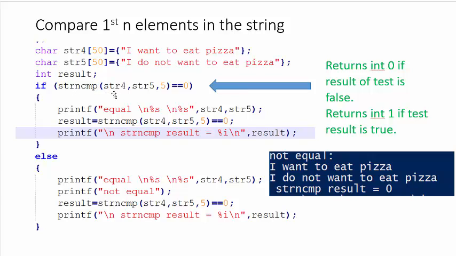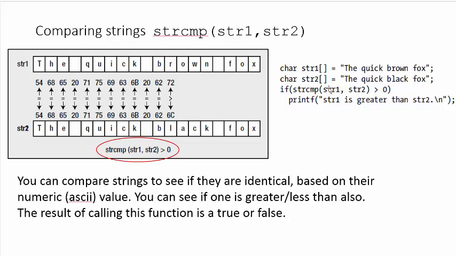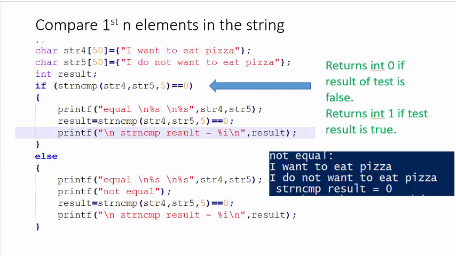I'm basically saying compare string 4 and string 5 and compare the first 5 letters of it. So I have 3 arguments this time in the expression, as opposed to the last slide, where the 2 arguments the function was using were string 1 and string 2. But you can also choose to compare the first 5 elements in the string, which is what I'm doing here. So I'm saying look at the first 5 elements of string 4 and string 5 and test. Are they equal?